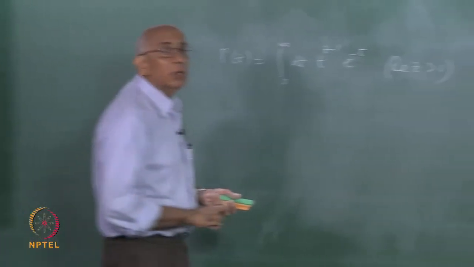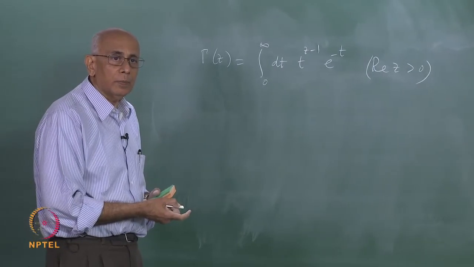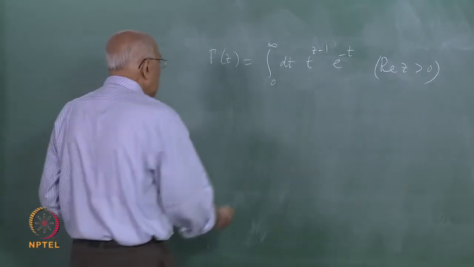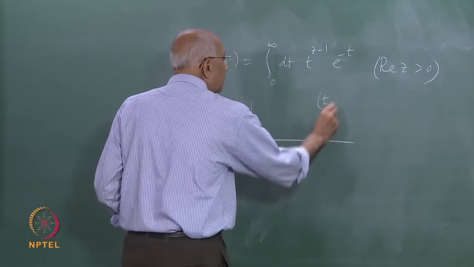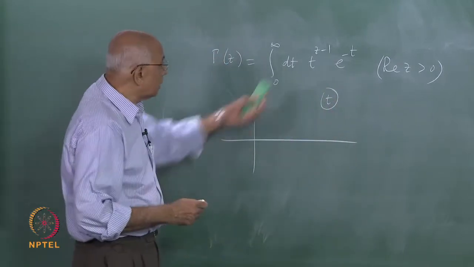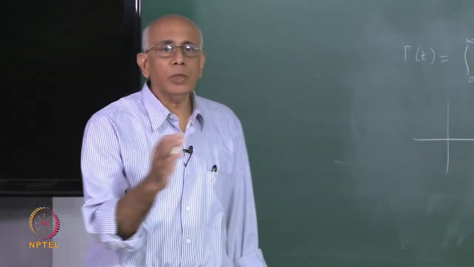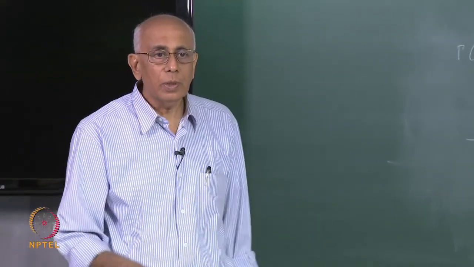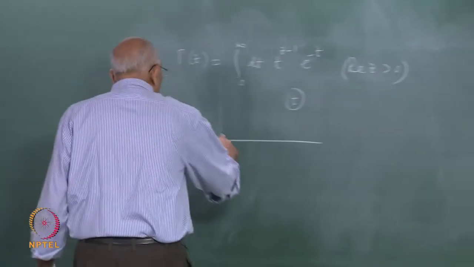Now I would like to continue this analytically using a contour integral representation. And the trick is the following. In the t plane, this integrand for general complex values of z has a branch point at t equal to 0 and at infinity, and we choose the cut to run from 0 to infinity.